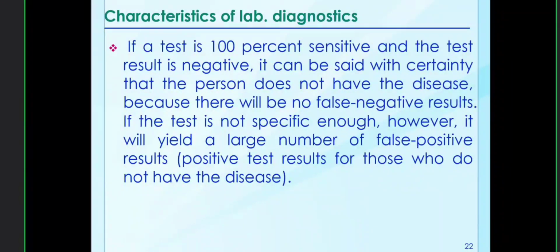So if a test is 100% sensitive and the test result is negative, it can be said with certainty that the person does not have the disease, because there will be no false negative results. If the test is not specific enough, however, it will yield a large number of false positive results, that is, positive test results for those who do not have the disease.